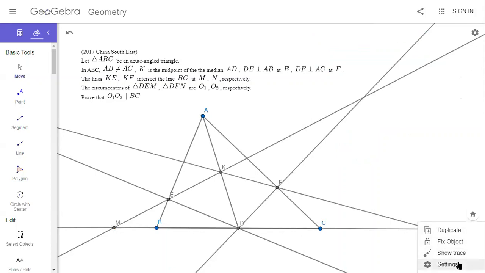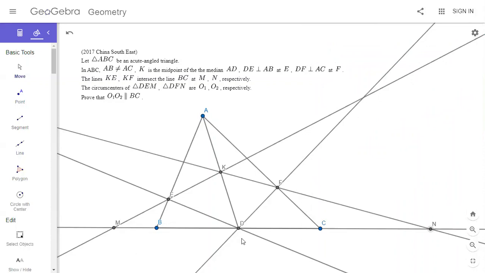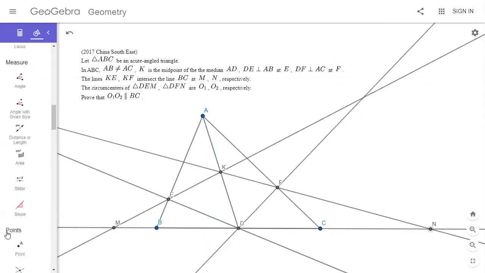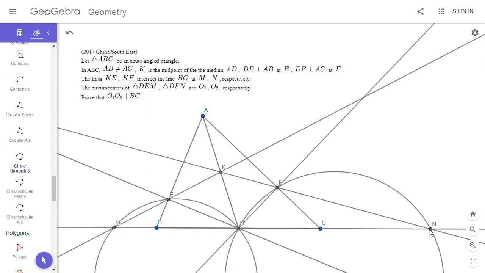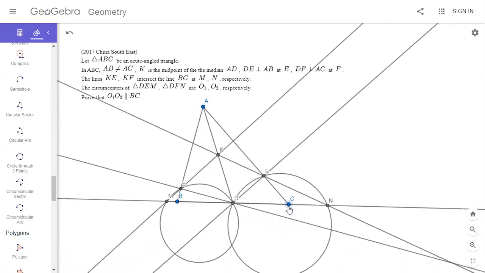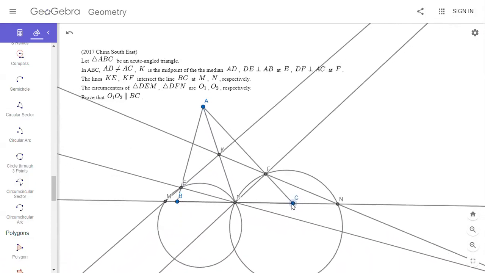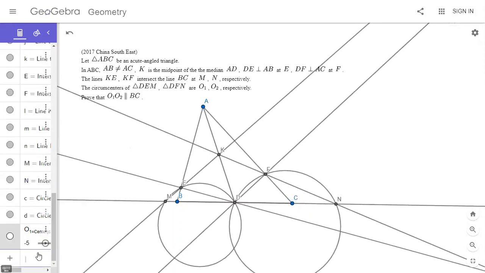And then we draw the circumcircles of DEM and DFN. Or did I do KE? Yeah, I think that's right. Did I do this right? Let's see. Okay, so we have the two centers of those circles. So O1 is the center of C. Okay. I want to do that.